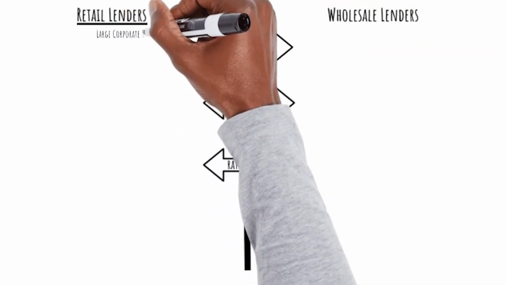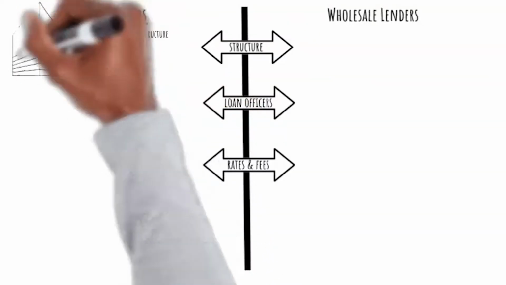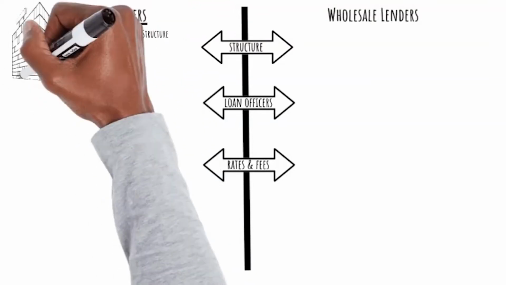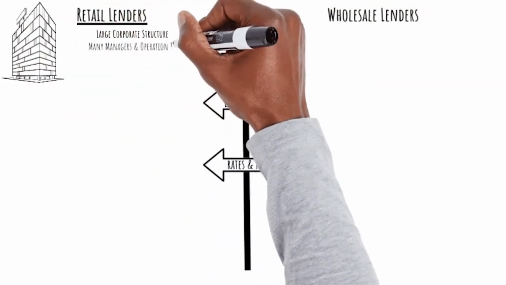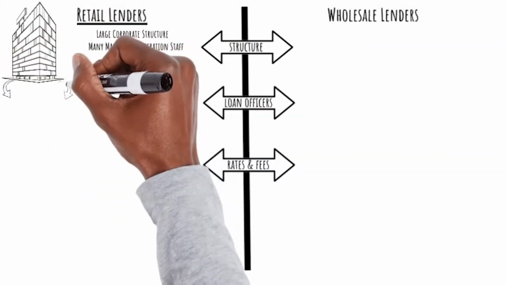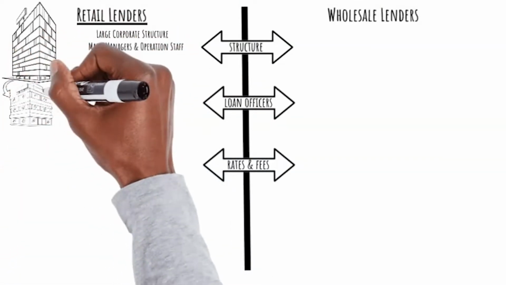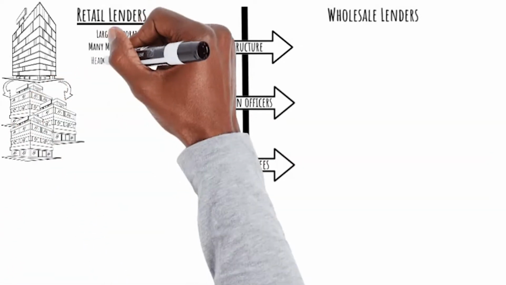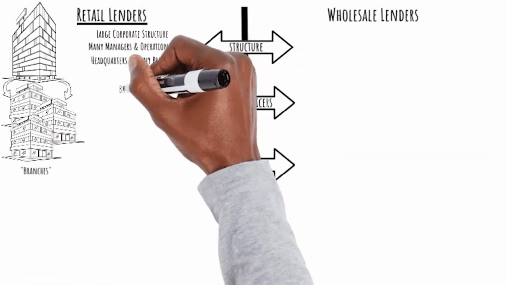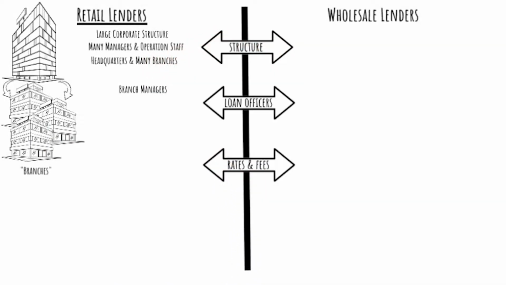Retail lenders typically have a large corporate structure. They have a whole bunch of underwriters and processors in-house, but on top of that, they also have presidents, CEOs, managers, and a whole bunch of operational staff within a headquarters location, and that helps them oversee the overall company and the support of all their branches. So these branches have managers that oversee the origination of the loan officers that bring in the business for that particular branch and ultimately the company.